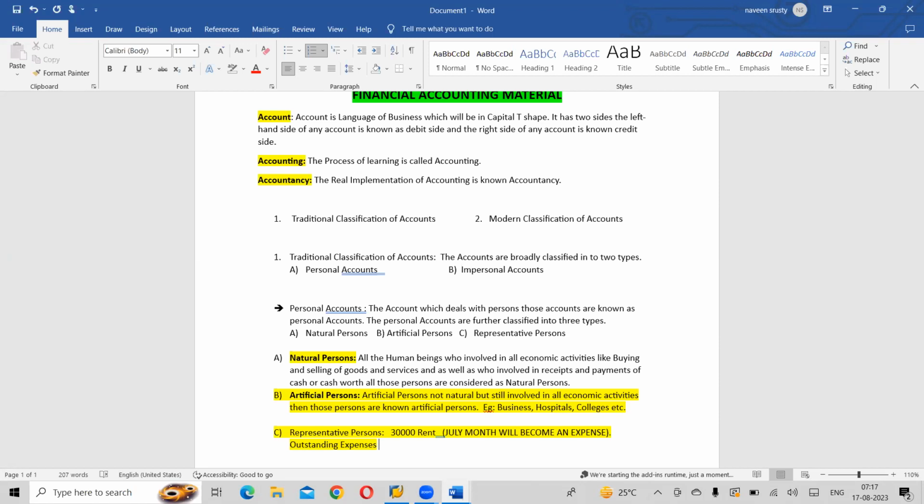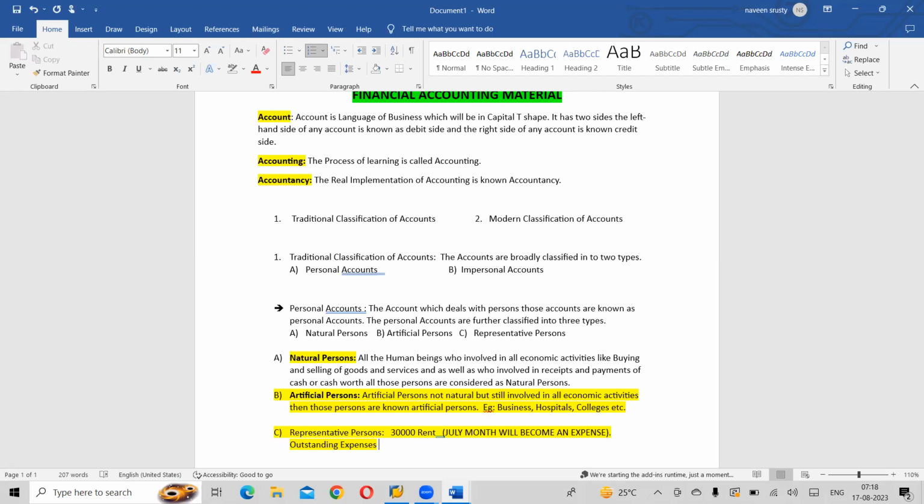It's an asset. What we call it as incomes to be received. Income to be received. Accrued incomes. What do you mean by accrued incomes? Accrued income is nothing but we have already provided services, but we have not received yet. Then that is called accrued income.